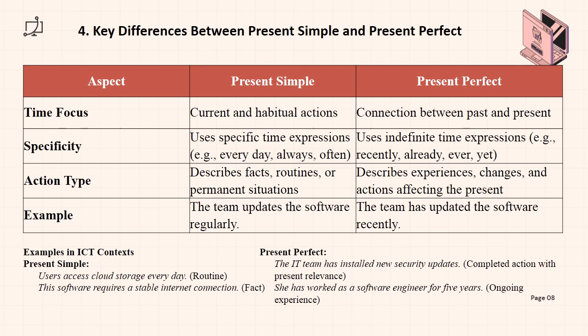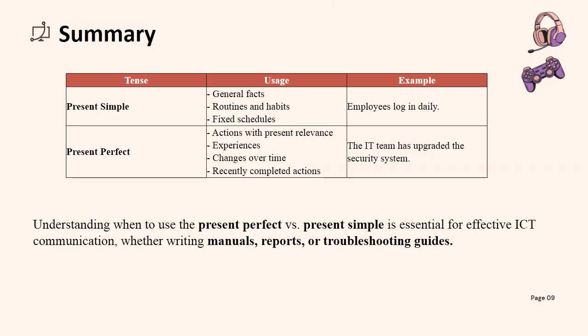Talking about the action type, the present simple describes facts, routines, or permanent situations. However, the present perfect describes experiences, changes, and actions affecting the present. Let's see an example for each. In the present simple, we can say the team updates the software regularly. In the present perfect, we say the team has updated the software recently. Here are extra examples, you can read them later.